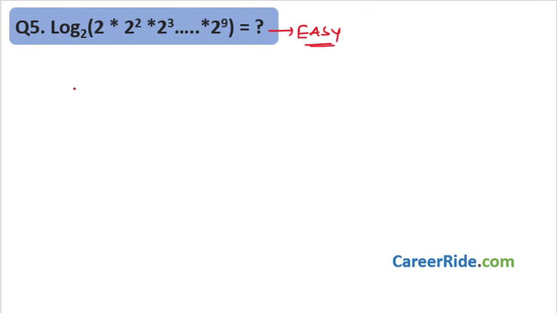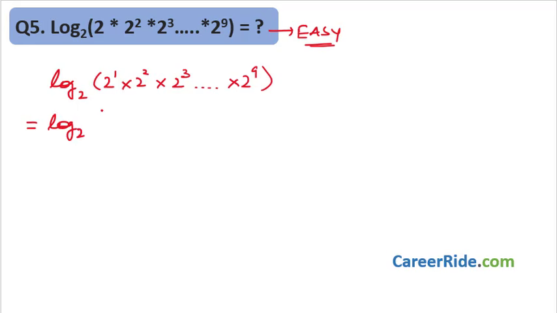So now let us write this question again. Log to the base 2 of 2 to the power 1 multiplied by 2 to the power 2 multiplied by 2 to the power 3, goes up to 2 to the power 9. Now, from exponents we know that this can be written as 2 to the power 1 plus 2 plus 3 going on till 9, right? Now, what is this exponent, this 1 plus 2 plus 3 till 9? This is nothing but the sum of first n numbers.